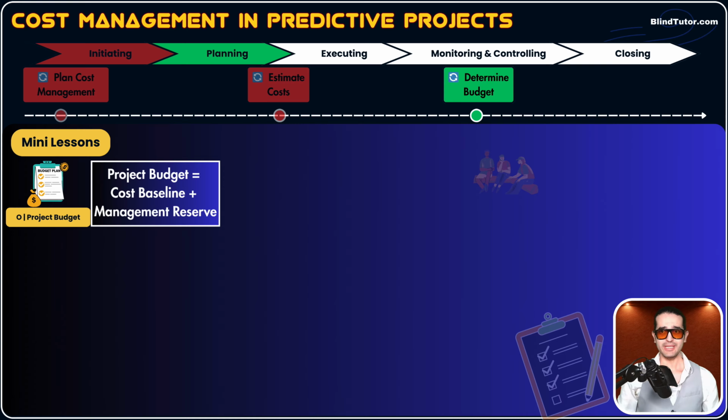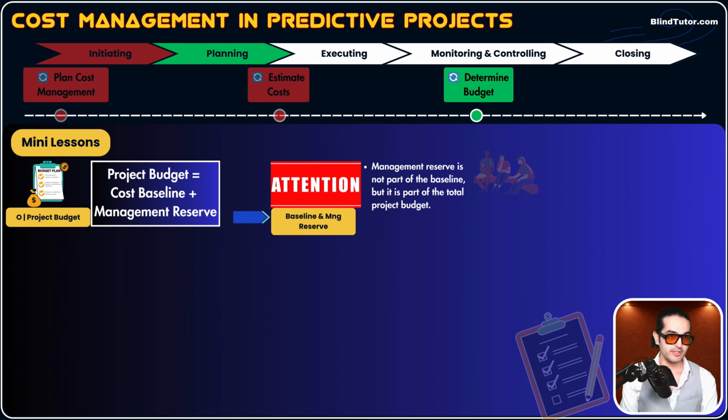Remember, you asked, okay, where do we keep management reserve then, guys? In the project budget. Okay? Again, project budget equals cost baseline plus management reserve. So management reserve is not included in cost baseline, but it is included in project budget.